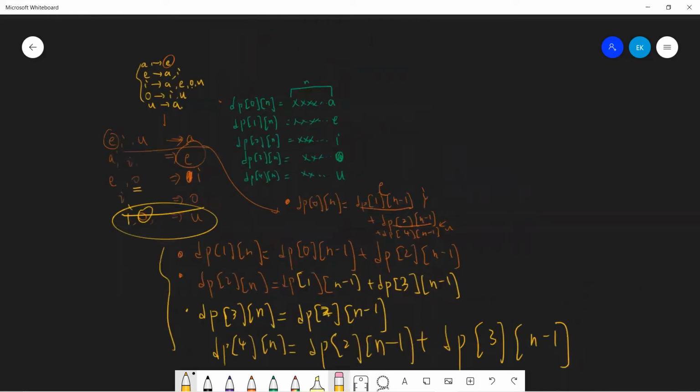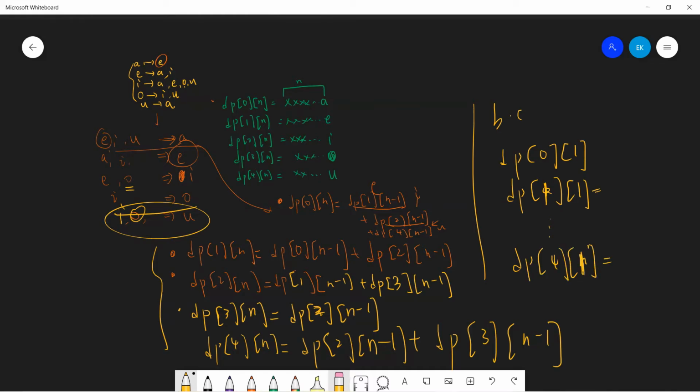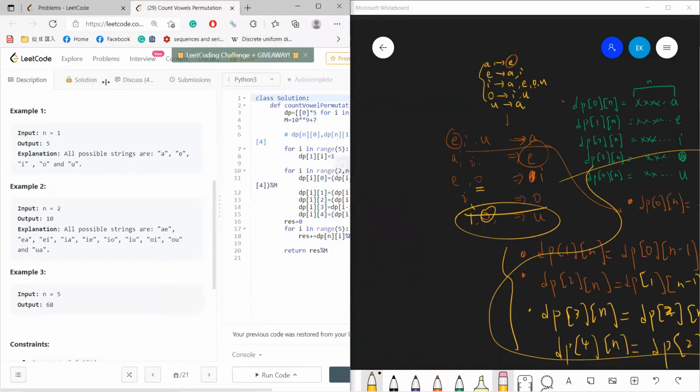And what is your trivial boundary condition? Your boundary condition is that dp of 1 is 1 for every vowel, because if you only have one letter, there is 1 way. So you start from here and use the transition equations to compute everything.